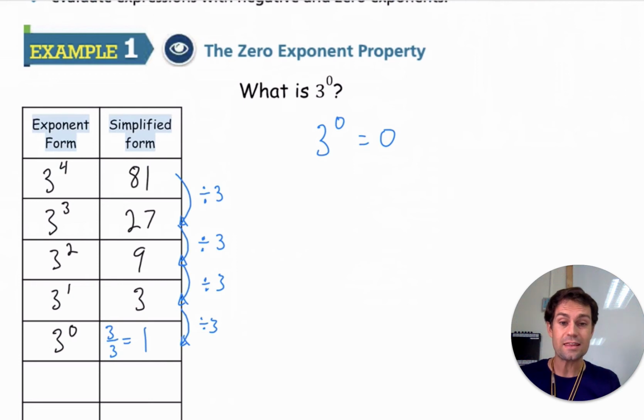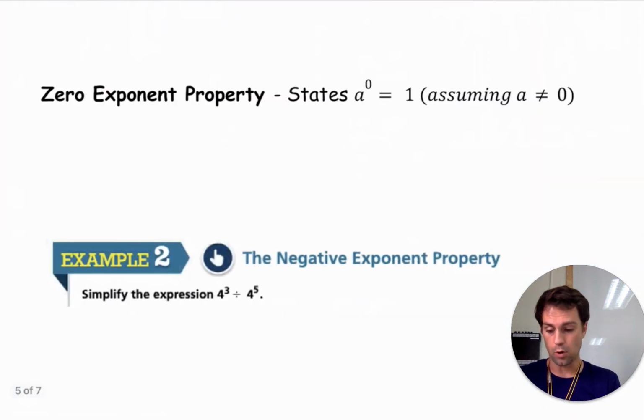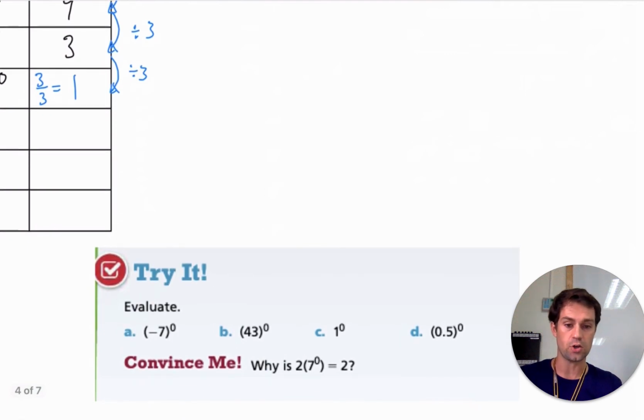So anything, I don't know why I wrote a 0 there, anything raised to the power of 0 is 1. This is called our zero exponent property, meaning a to the power of 0, anything to the power of 0, is equal to 1, assuming a is not equal to 0. Okay? So you can go ahead and do these on your own.